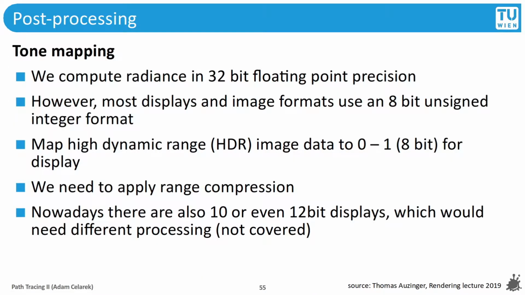So, tone mapping is about reducing the dynamic range from our light simulation to a 0 to 1 range that can then be mapped to an 8-bit integer. We need to compress the range. And on a side note, there are 10 or even 12-bit displays today, but these require different processing that probably happens in special software or in the driver anyway, and we will not cover it. It is easy to output 16 or 32-bit linear floating point data for that purpose.